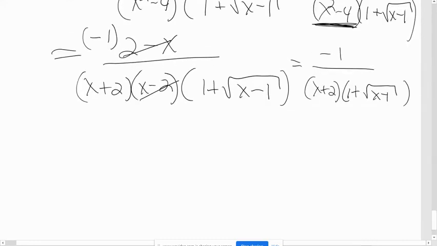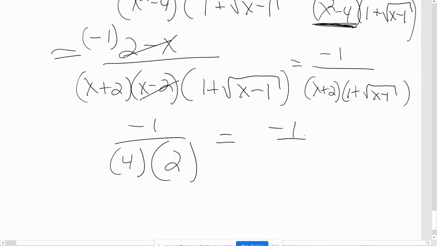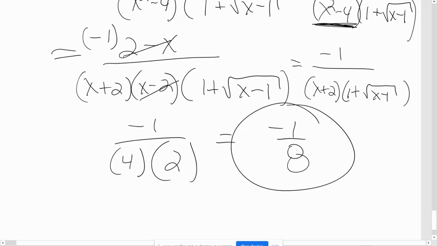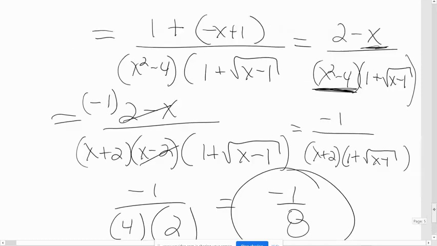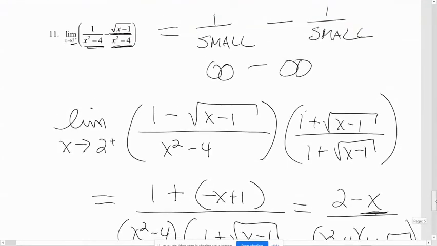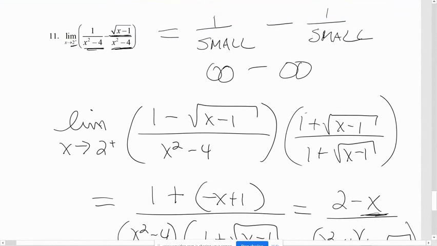Okay, so on top, I got a negative 1. On bottom, I can do straight substitution. So if I plug in 2, that's going to give me 4. And if I plug in 2 here, that's going to give me 2. So this is actually negative 1/8. All right, so in that particular problem, infinity minus infinity is actually negative 1/8.